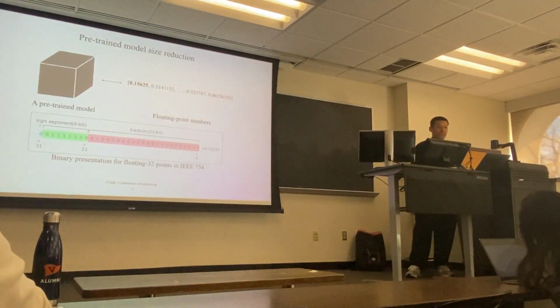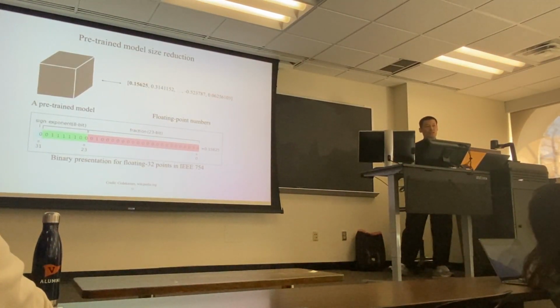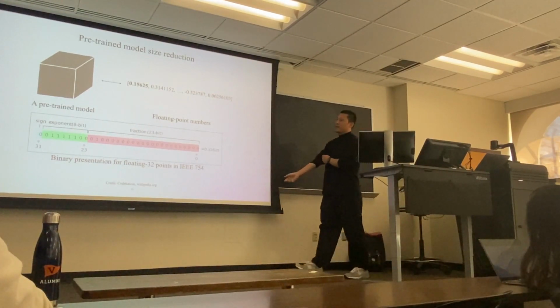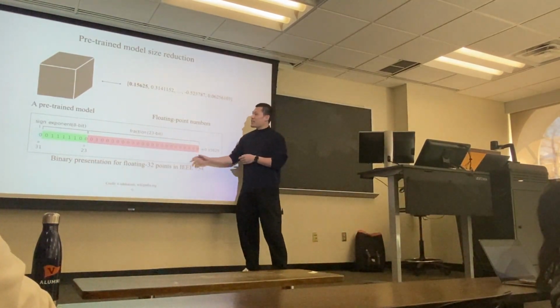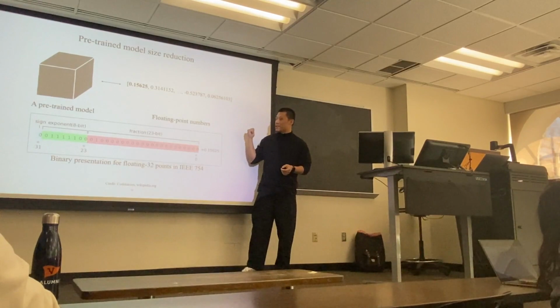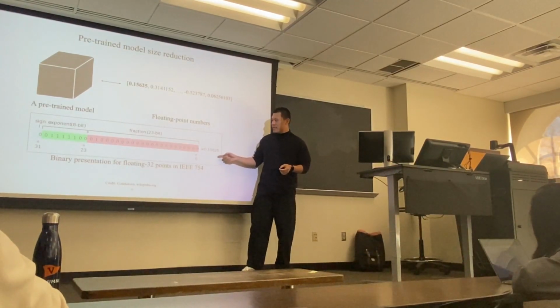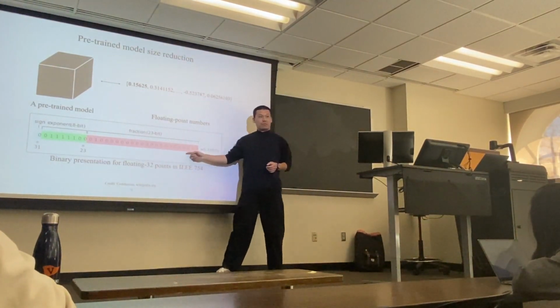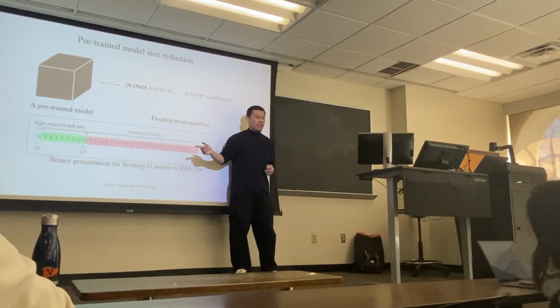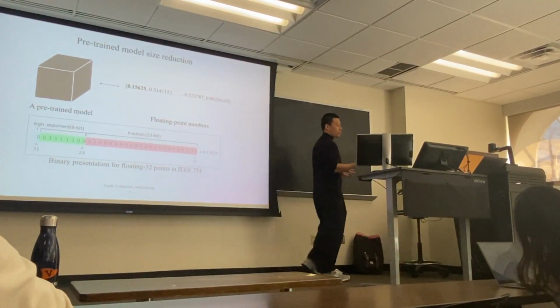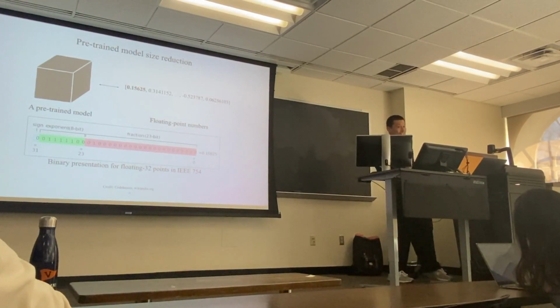Before we go further, let's recap how the computer represents such float32 numbers. This is the typical representation: 1 bit for sign, 8 for exponent, and 23 for fraction, or mantissa.